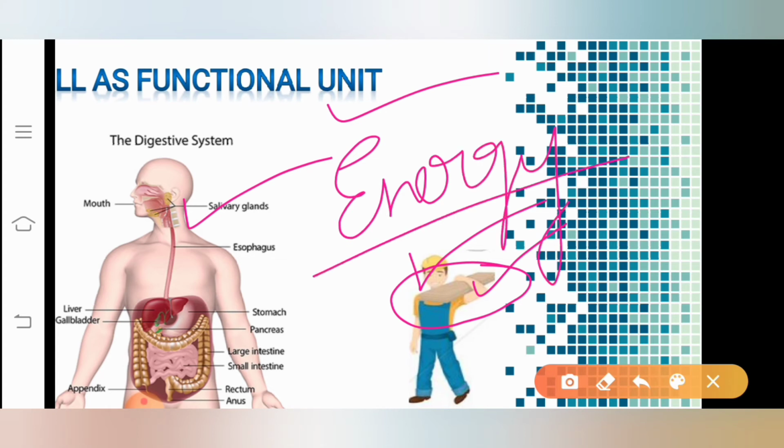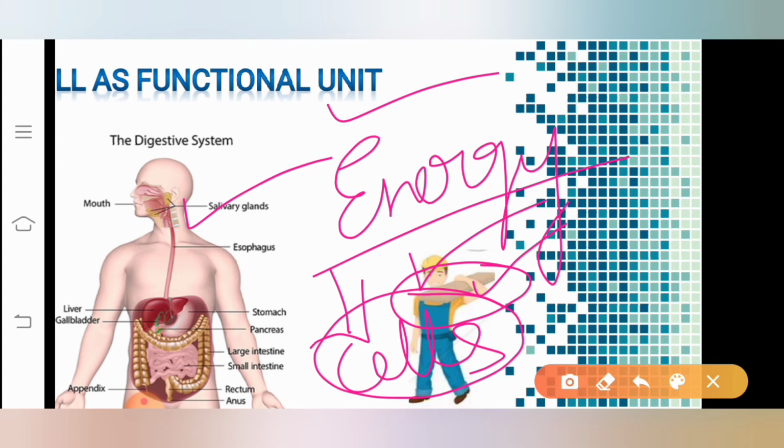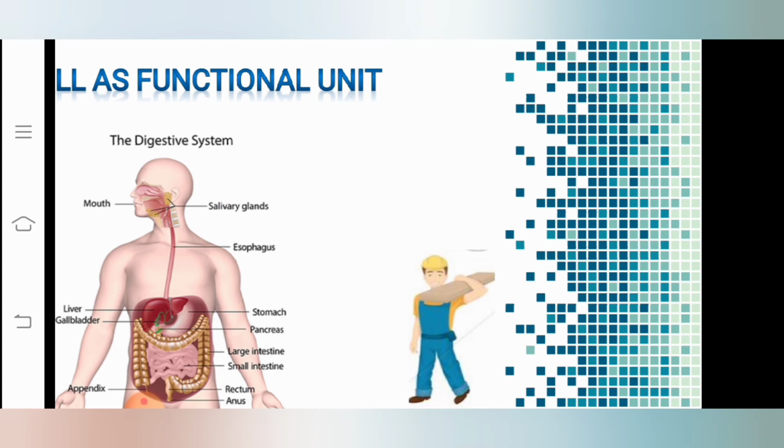And how is this energy being released? This energy is being released inside the body with the help of cells which are present in the body. The cells are performing the functions to release the energy. As a result of the energy which is being released, the organism, that is the human being, is able to perform the function. Correct?